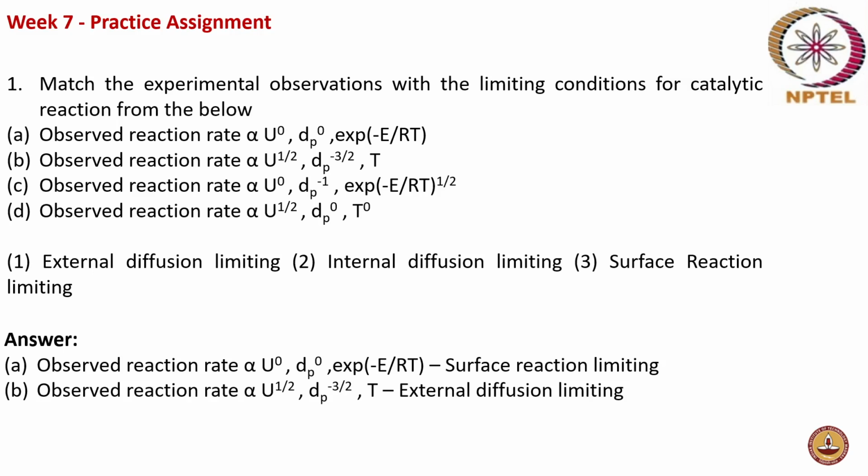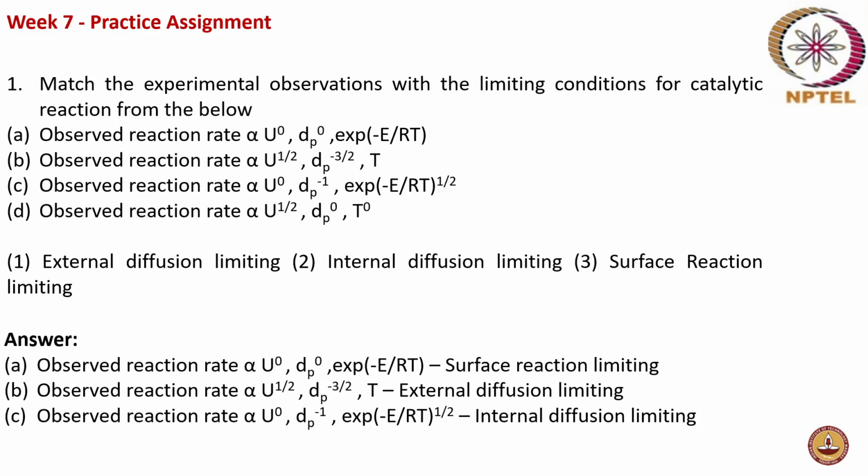Option B is the observed reaction rate having a square root proportionality to the superficial velocity and dp power minus 3 by 2 and a linear relationship with temperature. Then it is external diffusion limiting, because only in external diffusion will you have this concept of the superficial velocity, that is the overall gas flow velocity or the fluid flow velocity, which is playing a role in the reaction rate.